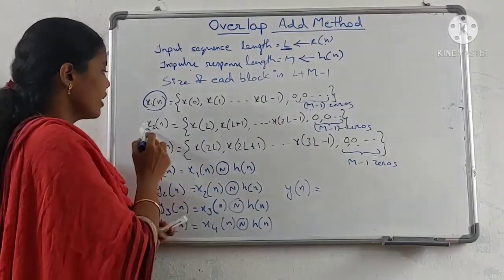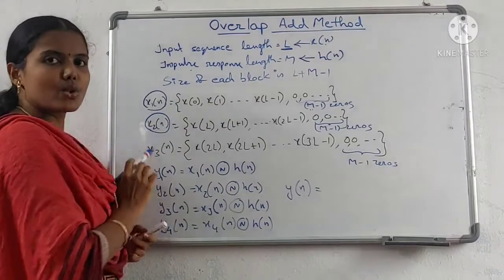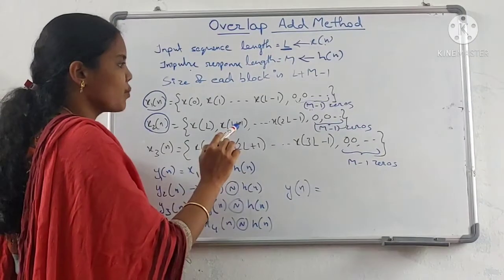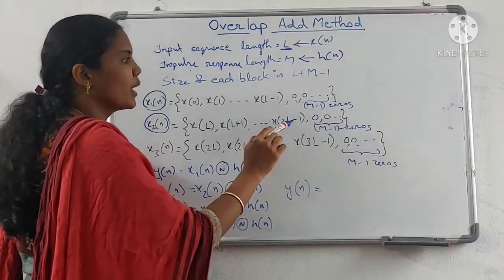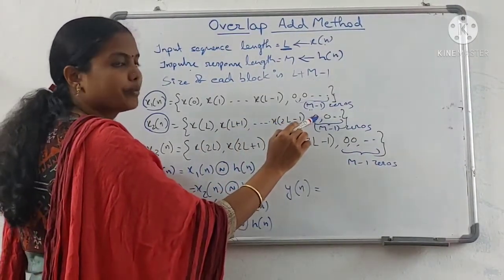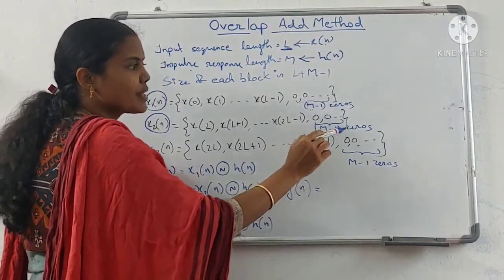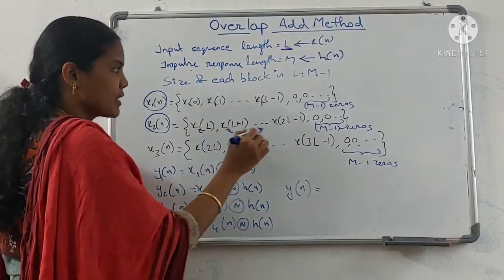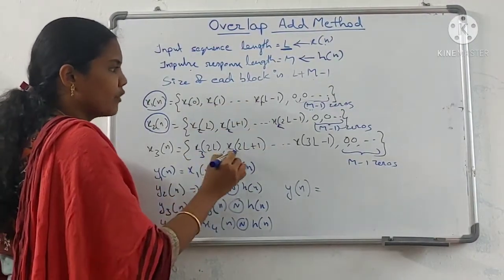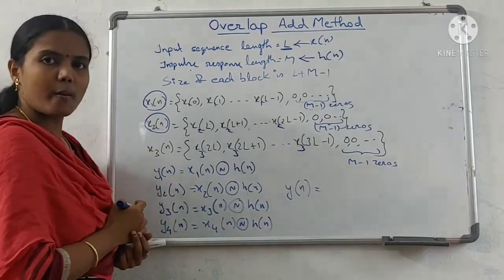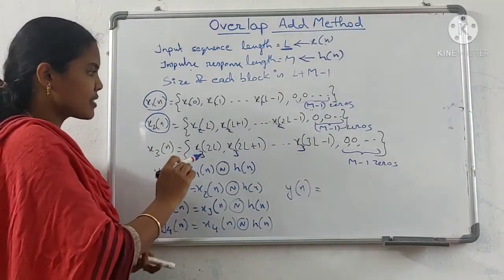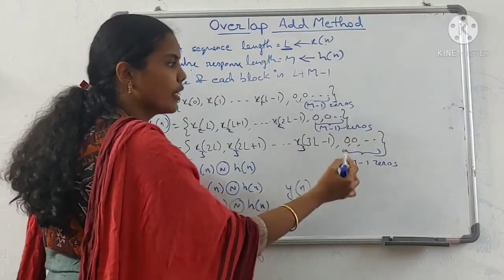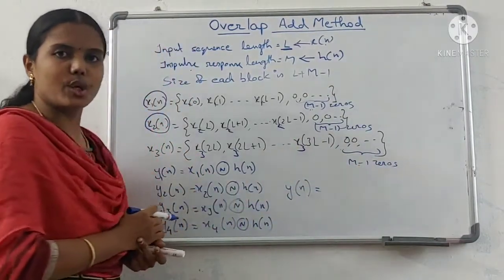In the same way, the second block of data is x2 of n, that is x of L, x of L plus 1 and so on up to x of 2L minus 1, and again I am adding M minus 1 zeros. The next block of data is x3 of n, which is x of 2L, x of 2L plus 1 and so on up to x of 3L minus 1. Here also I am adding M minus 1 zeros.